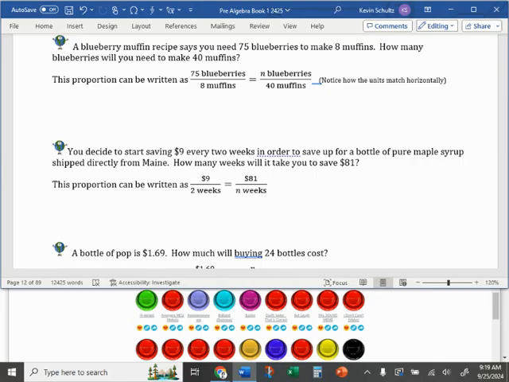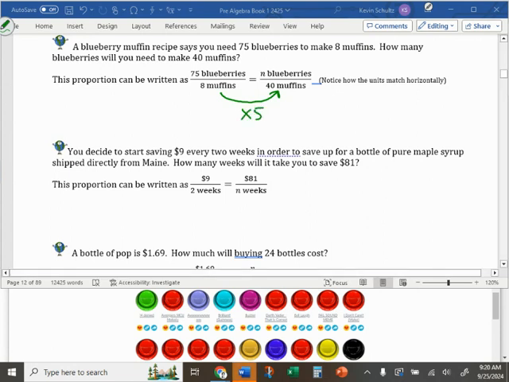This is an average of like 10 berries per muffin. This would be like 2 berries a muffin. So this is where proportions work. It says it can be written as 75 blueberries for 8 muffins, but if I'm increasing that to make 40, what's my scale factor? How did I get from 8 to 40? You have to multiply by 5. Multiply by 5. So if I'm making 5 times as many muffins, I'd better use 5 times as many blueberries.